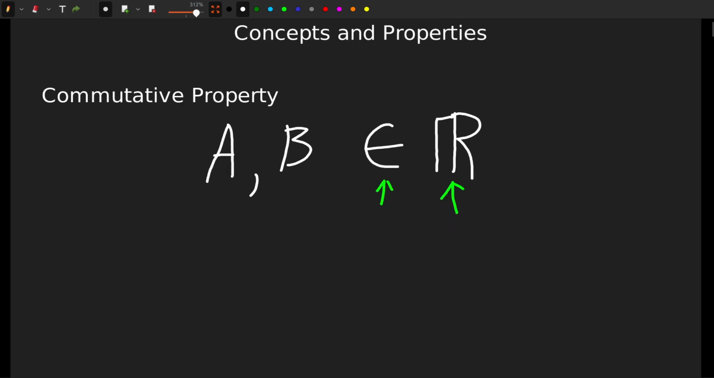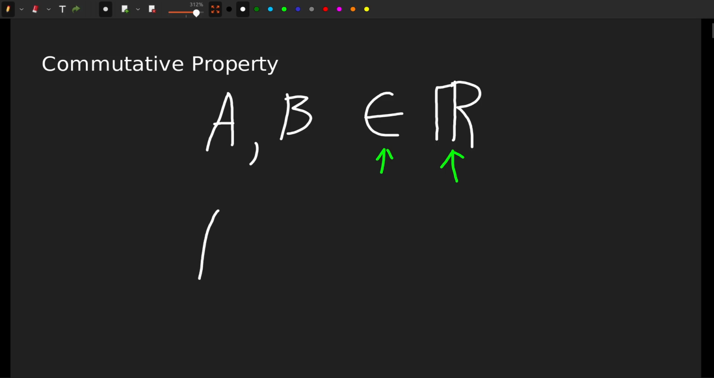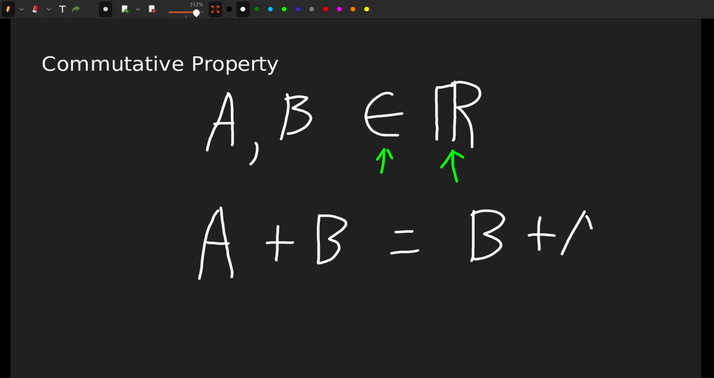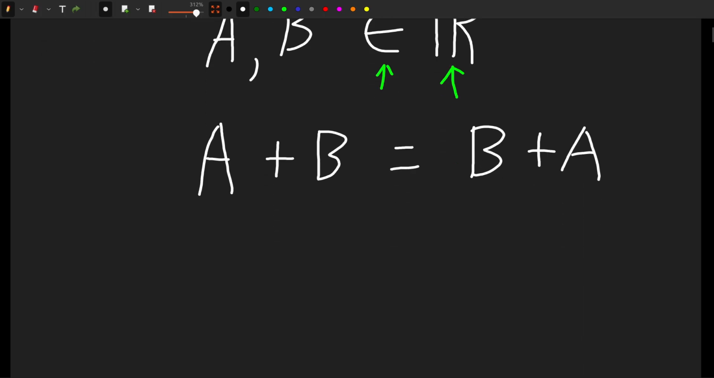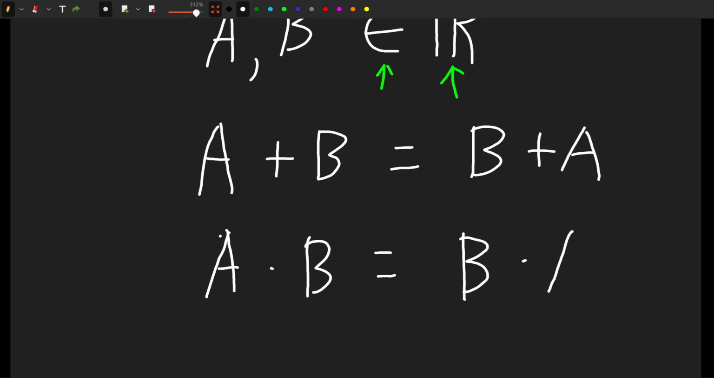Then the commutative property says these two things. One, that when we add the two numbers together, a plus b, that is the same as when you add b plus a. And then additionally, if we were to multiply the two numbers together, a times b, that is the same as b times a. Sounds pretty simple, right?